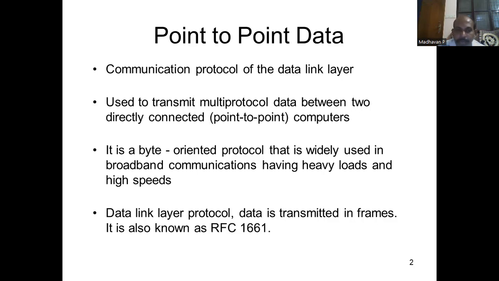So today we are going to discuss these protocols. We have the triple P protocol. We have one more protocol called HDLC. These two protocols act as data transfer communication protocols. In triple P, the data is transmitted in a sequence of frames, which is specified in RFC 1661.